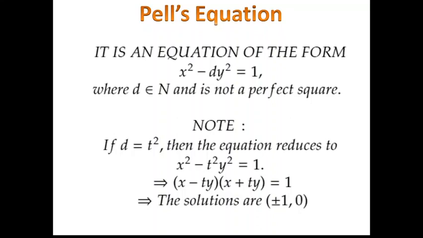So, what is the Pell's equation? It is an equation of the form x squared minus dy squared equals 1, where d belongs to the natural numbers and d is not a perfect square. Why is it not a perfect square? It will be clear through this note.